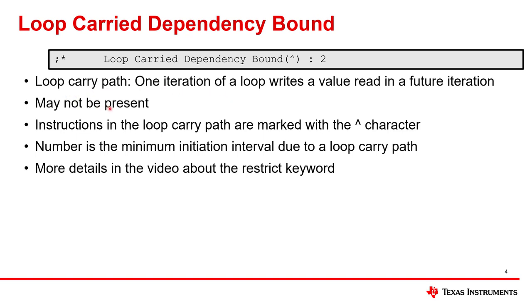Now, there may not be any loop carry dependency bound, in which case this number is 0. But if there is, then the instructions that are related to that loop carry path are marked with this character, which is called a caret or a circumflex. And so the number is the smallest the II could be because of this loop carried path. Okay, in this particular case, the smallest II this particular loop could be due to this one metric is 2.